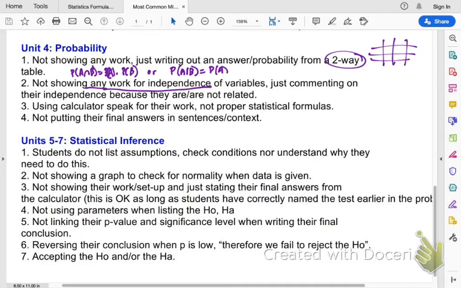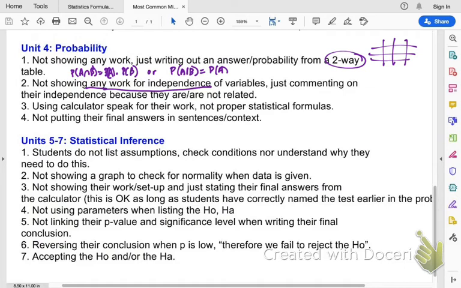And I can almost guarantee you they're going to put that on there. I don't know. They just love to do that. So, proving independence mathematically. Another mistake is using calculator speak for their work, not proper statistical formulas. We do use a lot of calculator speak, like for binomial, normal, things like that.